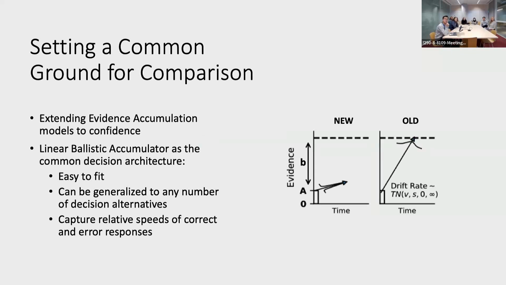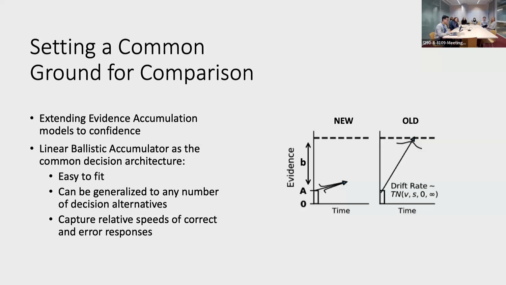We chose one of the evidence accumulation models, the LBA, the Linear Ballistic Accumulator, as the framework for all of our models. The family of evidence accumulation models has been generally quite successful with RT and accuracy, but the extension to confidence from this framework is still in its infancy. And that is what we explore in this study.